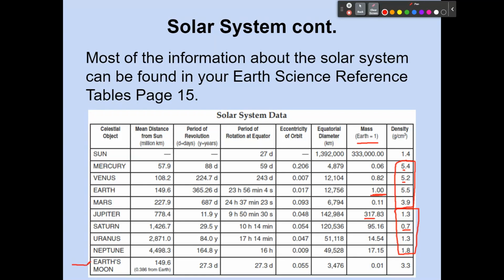And the bottom is Earth's moon. I usually save Earth's moon for unit 2 because there's a lot of tricky stuff about Earth's moon, so we'll get back to that a different day. That's our second to last slide.